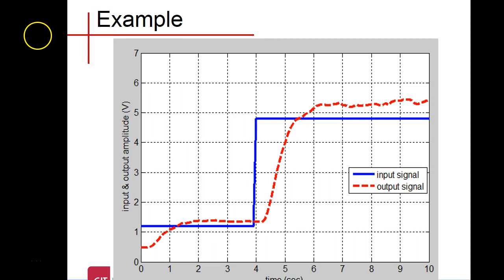My steady state gain, which is the KSS. I probably have this in the handout someplace. Technically it's the change in my output divided by the change in my input.